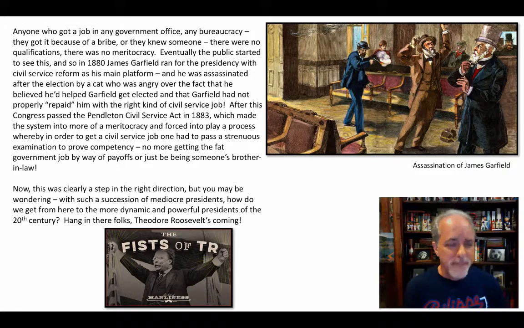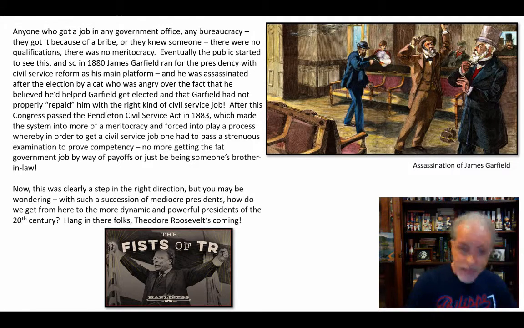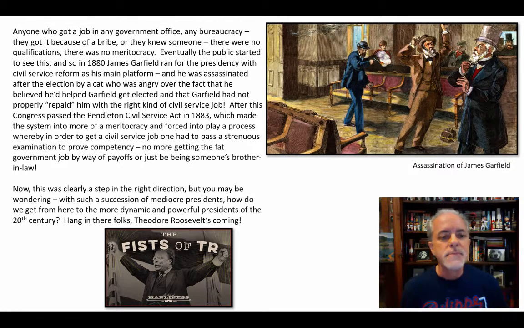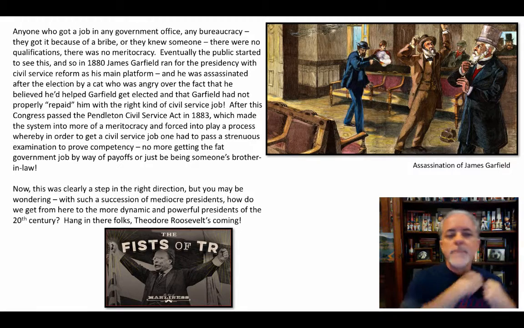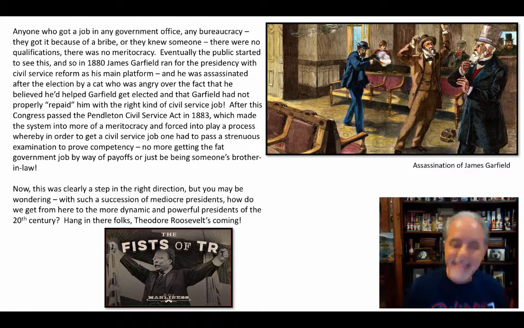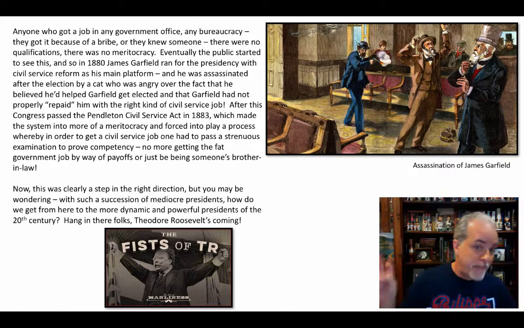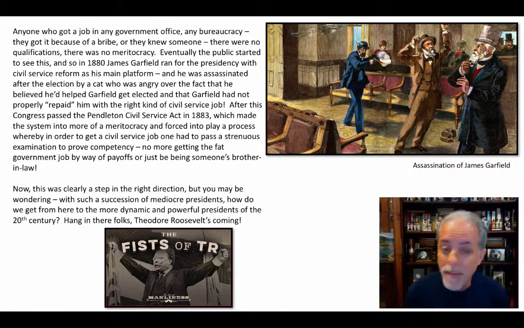Eventually, though, the public started to see this. Just like now, right? People waking up to this stuff and like, what the hell's going on around here? And so in 1880, James Garfield ran for the presidency with civil service reform as his main platform. And he was assassinated after the election by this cat who was angry over the fact that he believed he'd helped Garfield to get elected and that Garfield had not properly repaid him with the right kind of civil service job after he won the election.